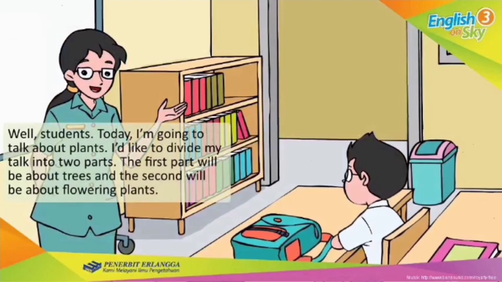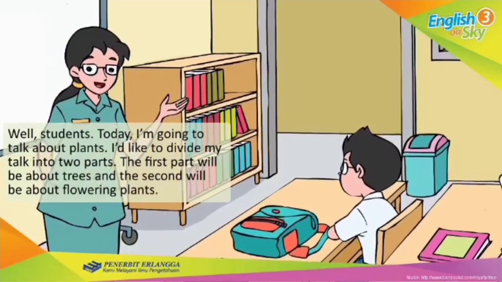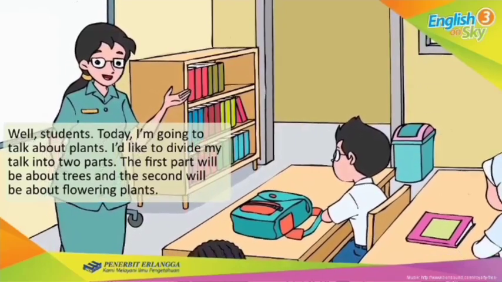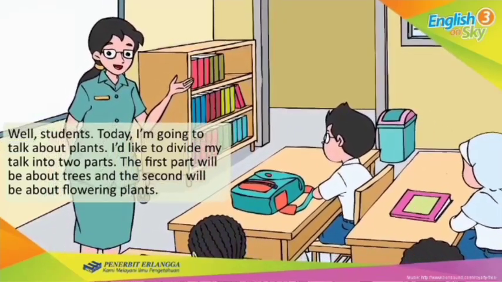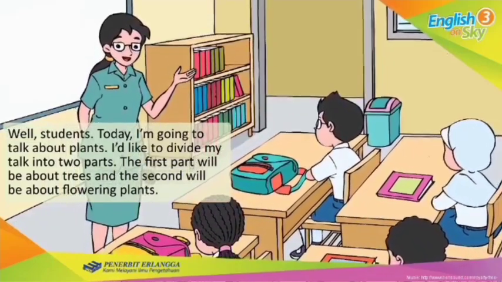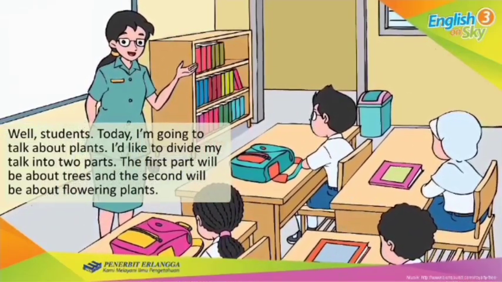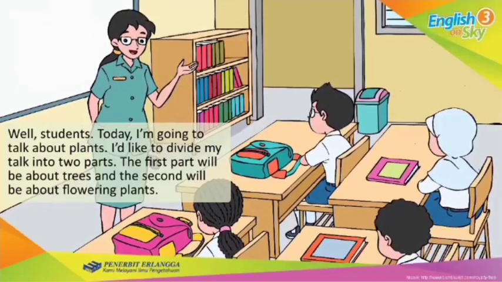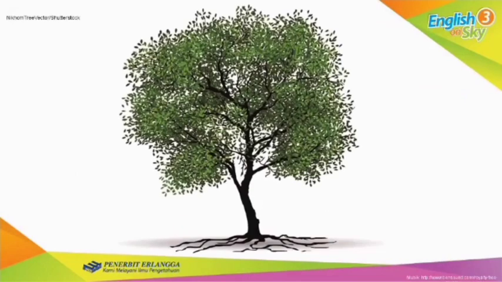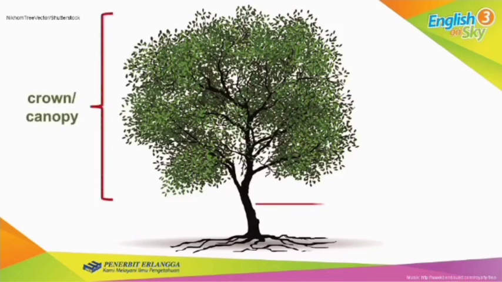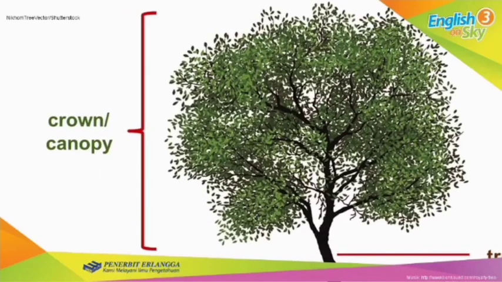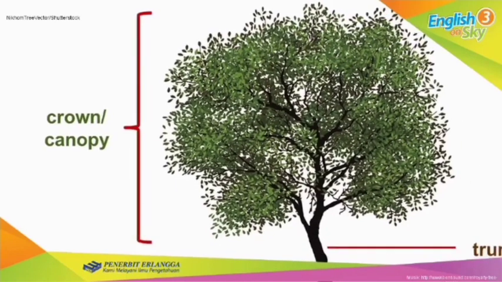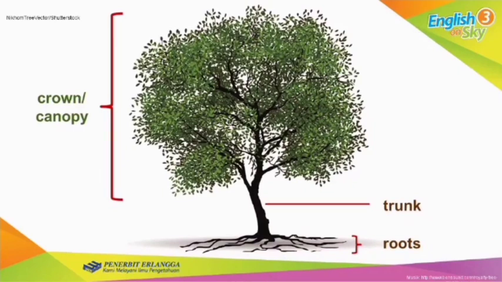Well, students, today I'm going to talk about plants. I'd like to divide my talk into two parts. The first part will be about trees, and the second will be about flowering plants. Let's begin with trees. A tree consists of three main parts: the crown or canopy, trunk, and roots. The crown or canopy is at the top of a tree. It filters dust and other particles from the air.